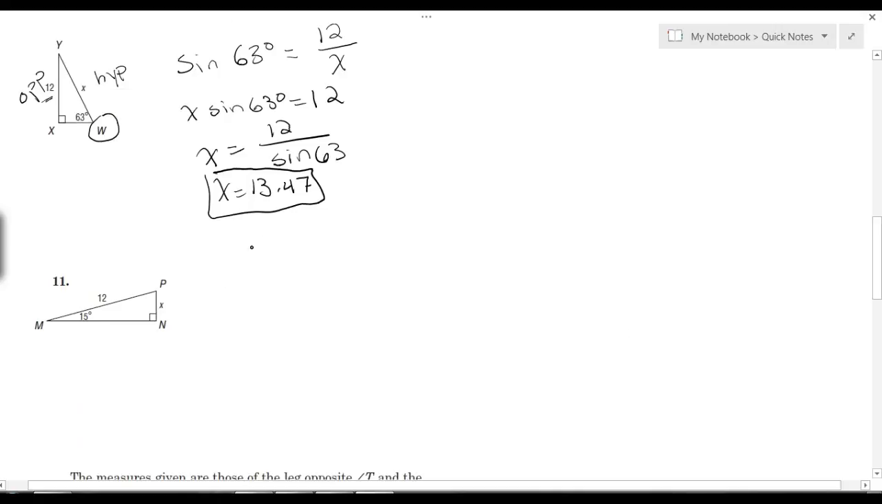So finally we have angle M. We're looking for what's opposite of it, and again we have a hypotenuse. So again we're going to end up using sine. So sine of 15 equals, our opposite is x, our hypotenuse is 12. I'm going to multiply both sides by 12. 12 times sine of 15 equals x.